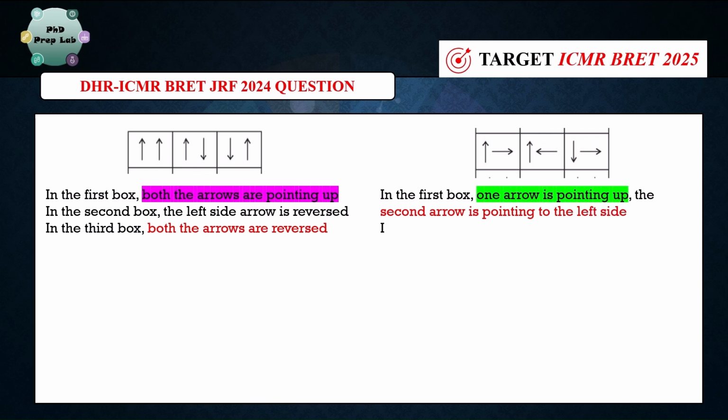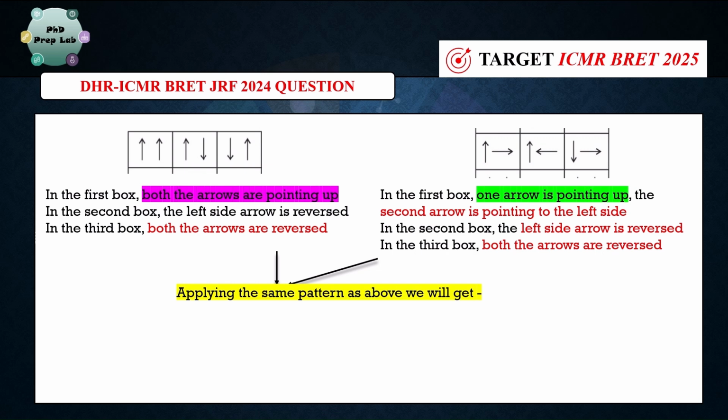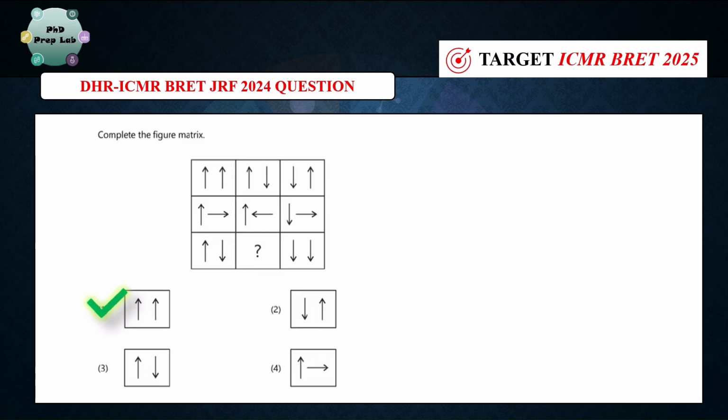In the second row, the first arrow is pointing up, but the second arrow is pointing to the left side, and in the second box the left arrow is reversed, and in the third box both the arrows are reversed. So we'll apply the pattern to the third row as well, where the question mark is given. Option A will be correct, as only the second arrow will change position, and hence both the arrows will be pointing upwards.